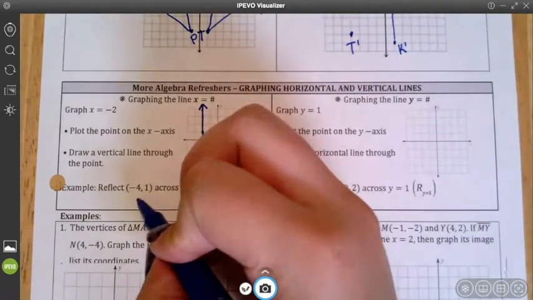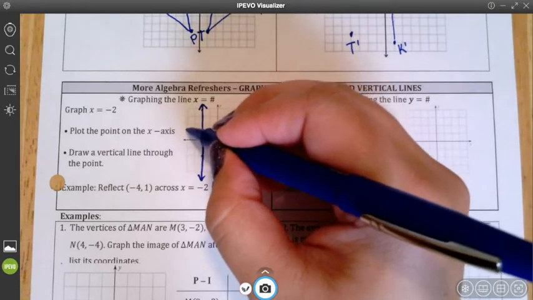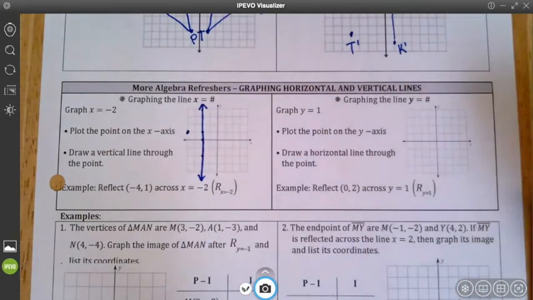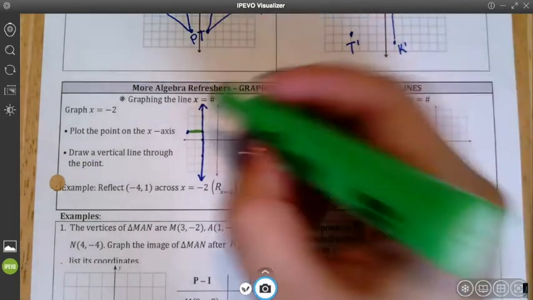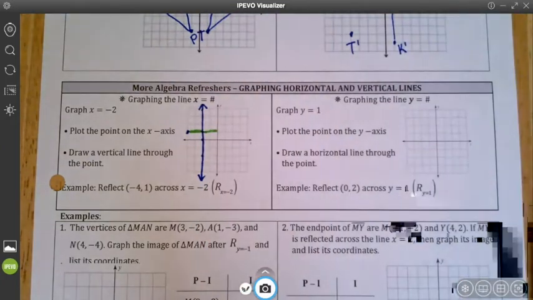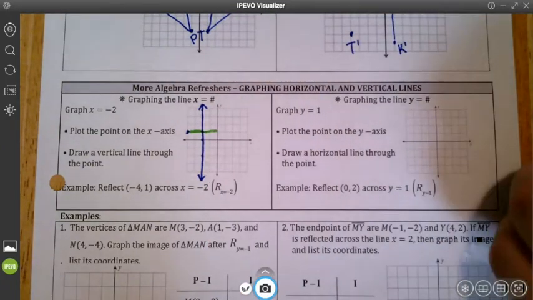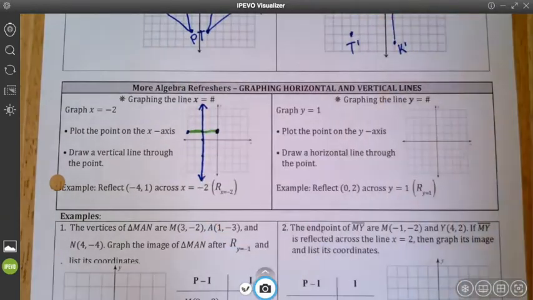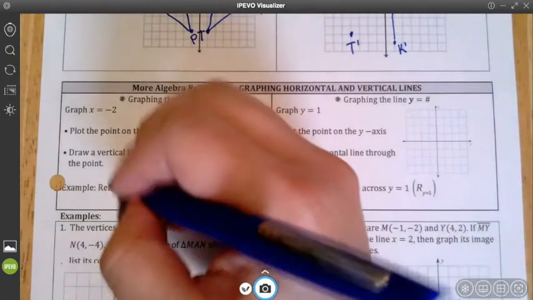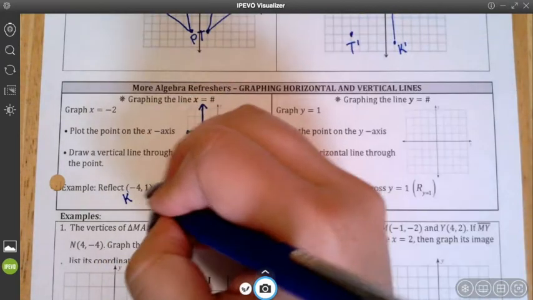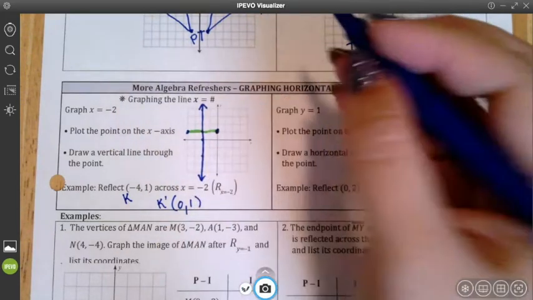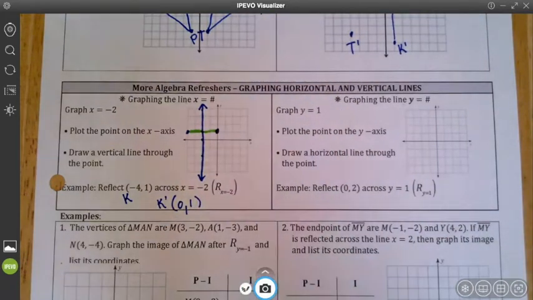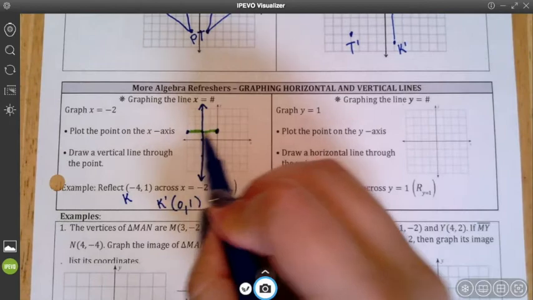So if we want to reflect the point (-4, 1) across this, then we have to do the same thing we were doing before: 2 units to get to that line, 2 units away from that line. And so here is our new point. If we call this K, then K prime will be at (0, 1). Again, we're creating that perpendicular line.